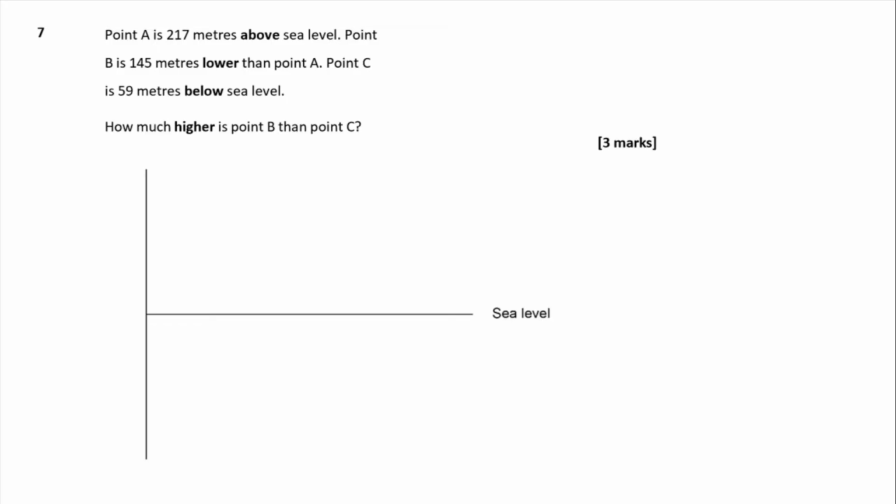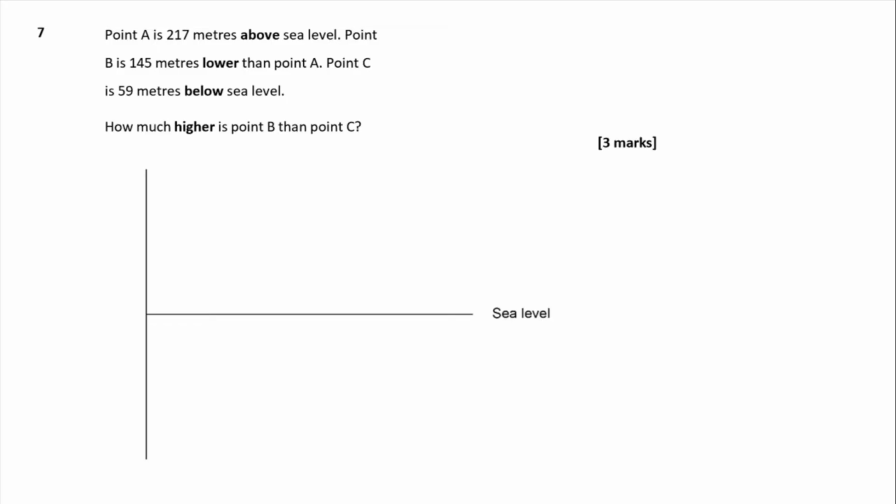And point C is 59 meters below sea level. How much higher is point B than point C? And it looks like we've been given a handy chart down here to plot our points on, because it's got sea level in the middle and an axis along the side. So I'm going to use that to help work out where the points go.